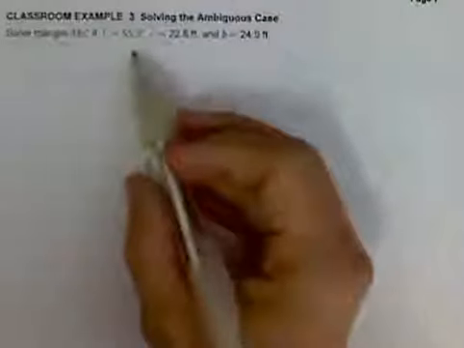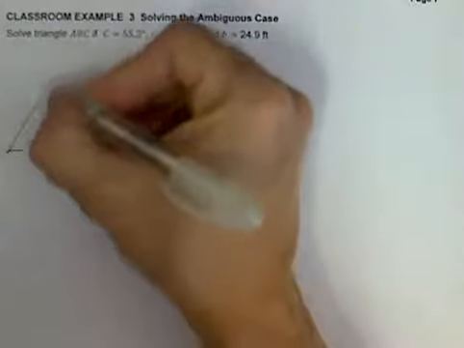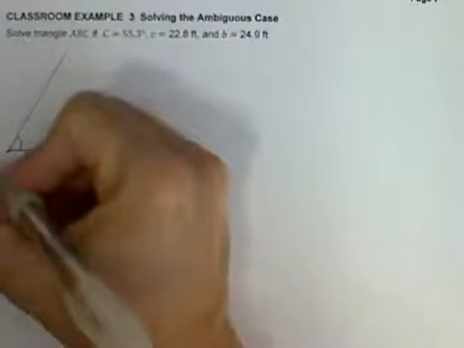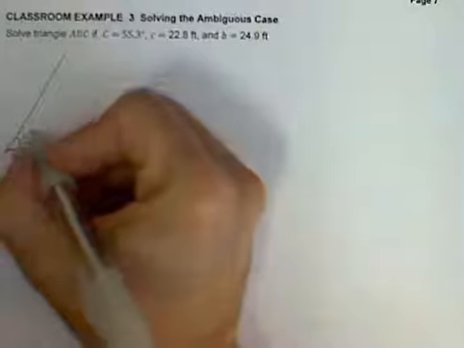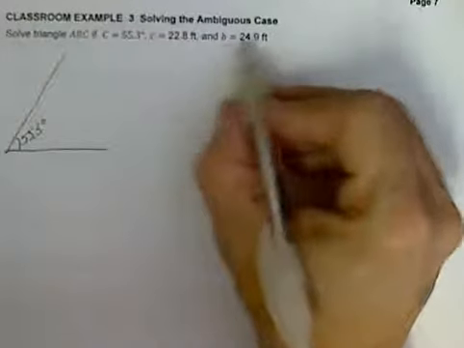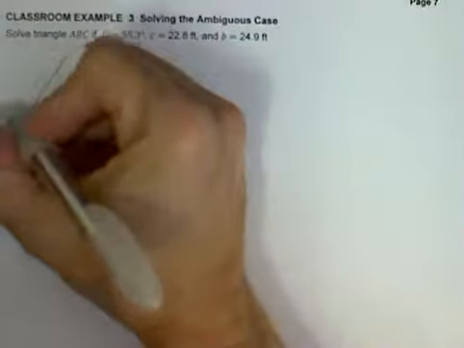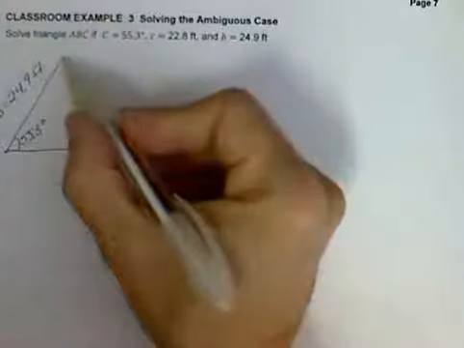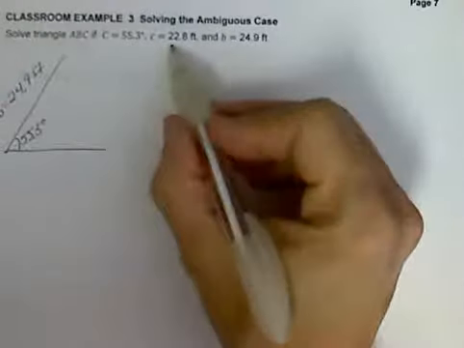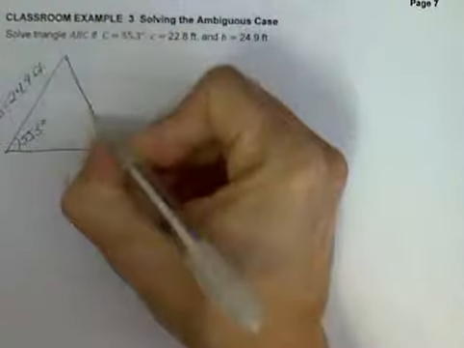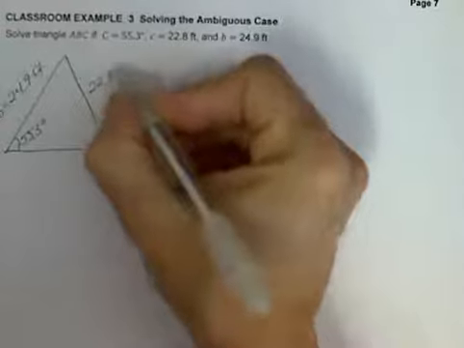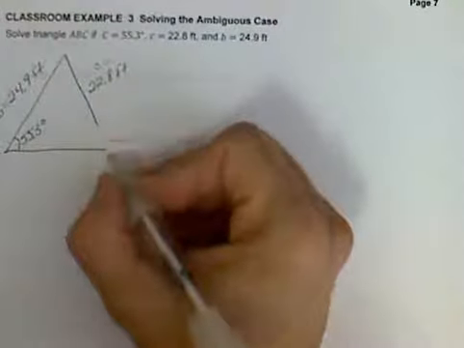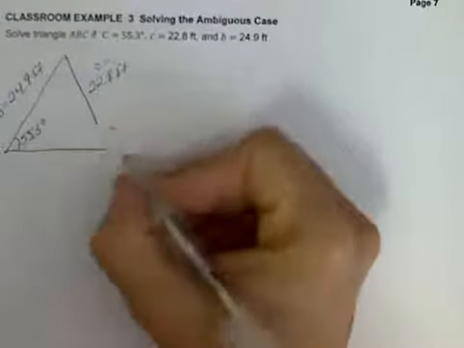Let's do another example. This time the angle I'm given is C. The other side that I'm given is 24.9. I'm going to put that over here on the left side. That means that this side over here is my side C that I was given. That means the first angle I want to solve for is angle B.